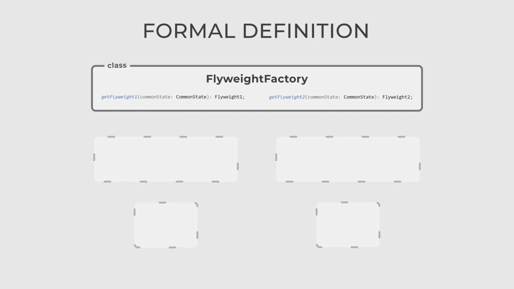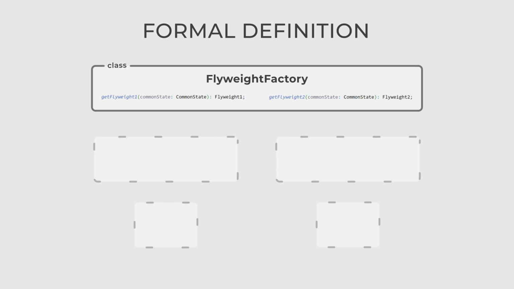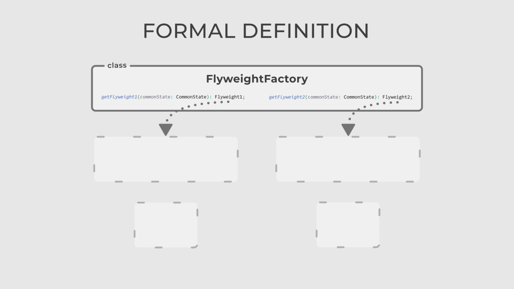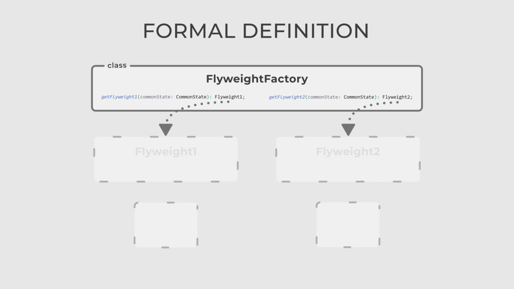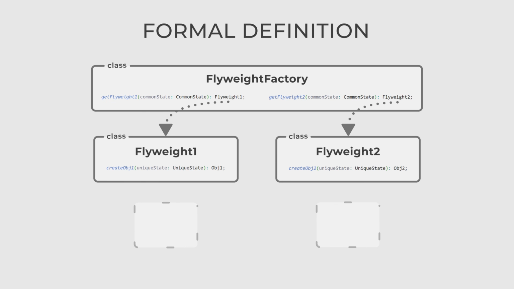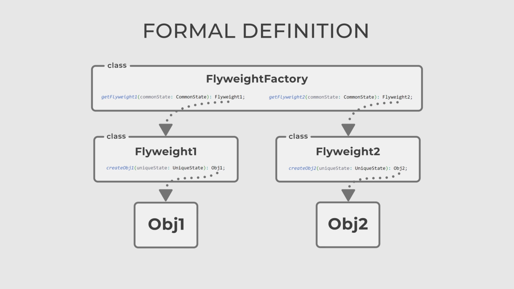There are three actors in this design pattern. First of all, Flyweight Factory. This is a class that contains methods for getting all available Flyweight classes. The Flyweight class is responsible for managing and creating Flyweight objects. It ensures that the shared state is reused. And objects are the classes that Flyweights create and contain repetitive information that we are trying to optimize.